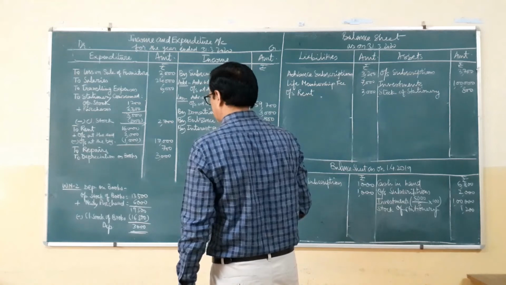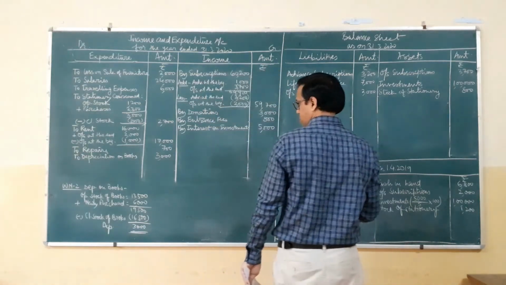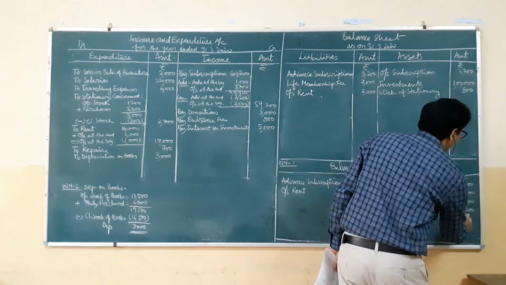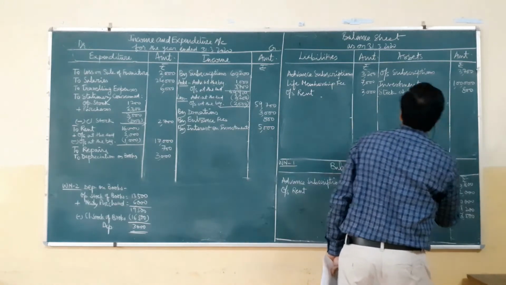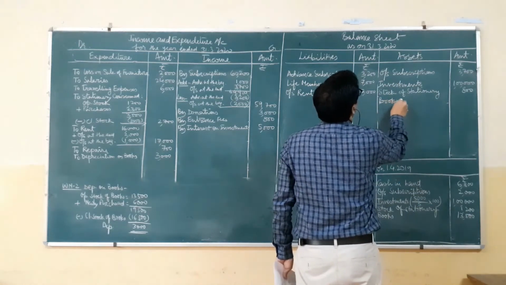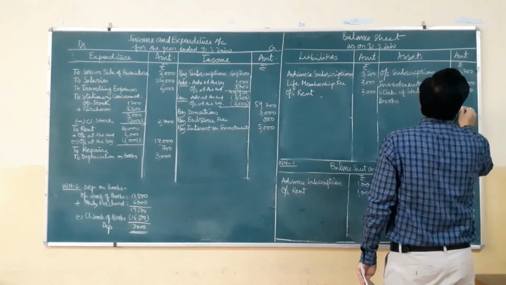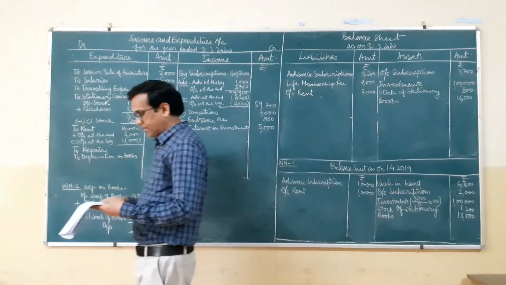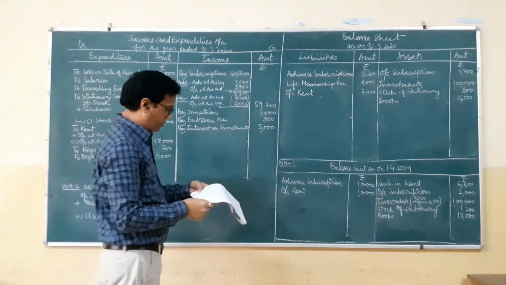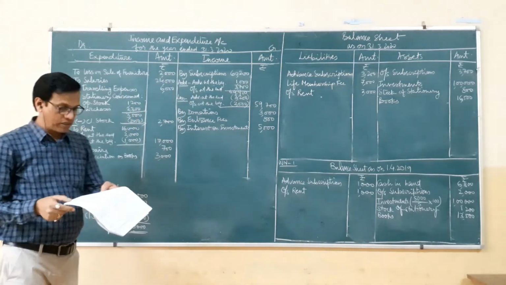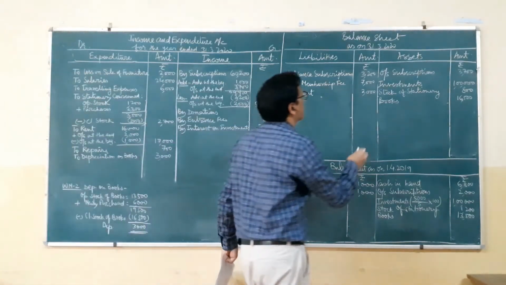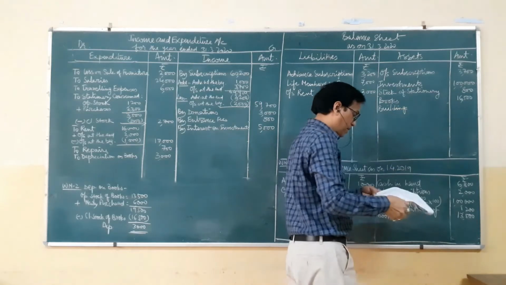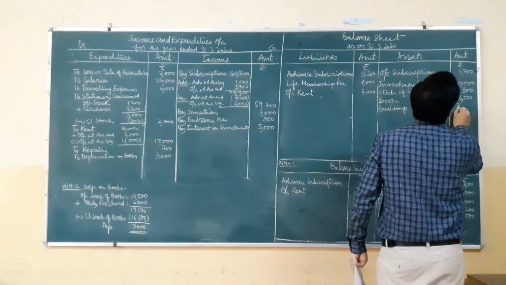Then these books, opening stock of books, we write here books. Opening stock of books is 13,500 and closing stock we write here books. It is 16,500. Then next item is buildings purchased. Nothing is given in the additional information regarding building. It means building is purchased for the first time. So we write here in the closing balance sheet buildings. And building amount 30,000 rupees in the closing balance sheet.